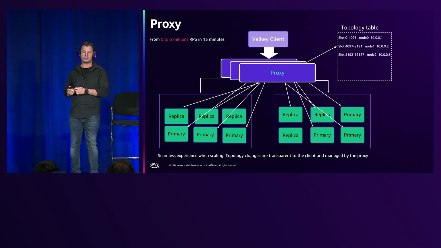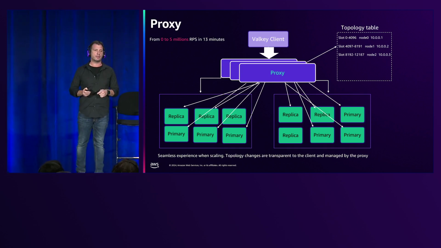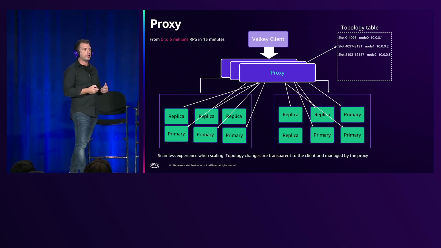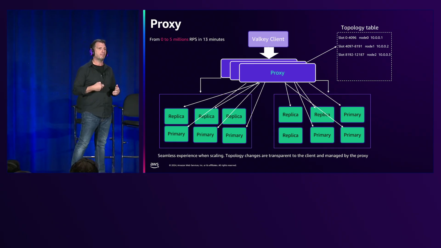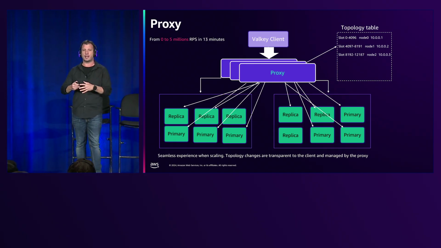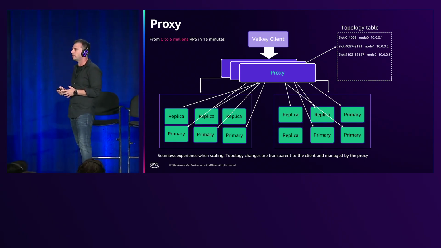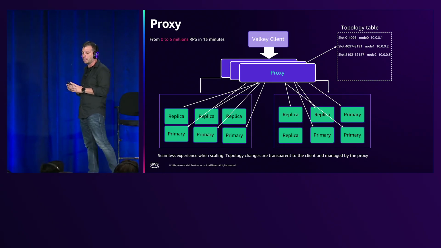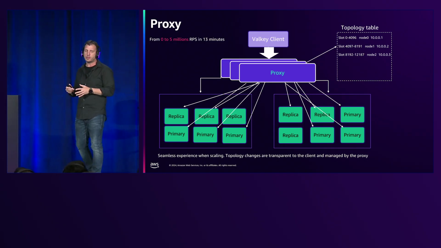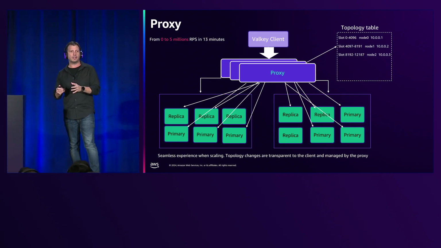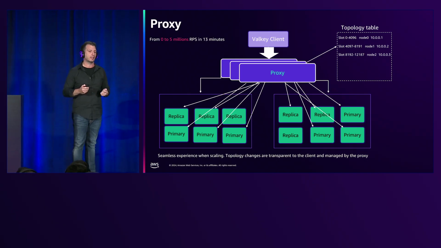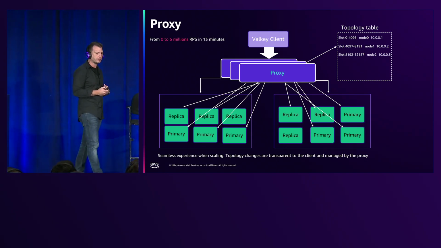The main job of the proxy is to route the request to the correct shard. And the way it does that is it constantly monitors the cluster topology. It has a distributed topology table and makes sure that the topology table is up to date. So we are removing the responsibility of managing that from the client side. We take care of all that.